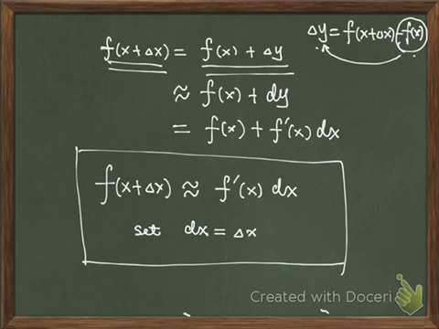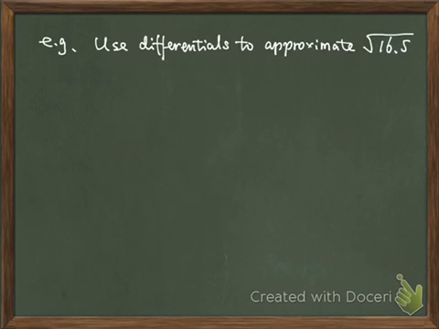This formula turns out to be a quite useful tool when we're trying to find approximate values. For a quick example, let's find an approximate value for square root of 16.5. Let's just try to find this by hand without using a calculator. Of course, you can verify our answer by the end with a calculator.